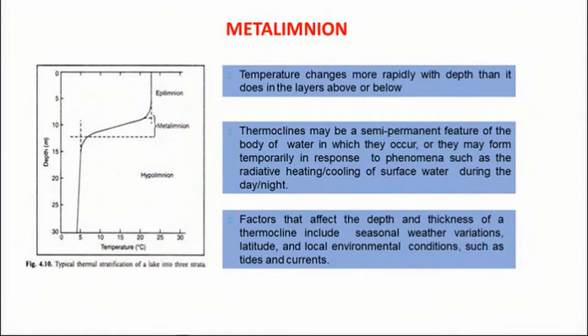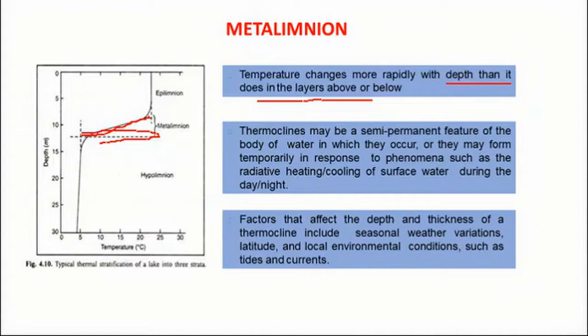Then comes the metalimnion. As I told you, it is the area of slowly or gradually decreasing temperature. Somewhere there you'll find a thermocline, which is the zone of changing water from one stage of temperature to another stage of temperature. So temperature changes more rapidly with depth than it does in the layer above or below. This is called the metalimnion, and there in the metalimnion you will find thermoclines.